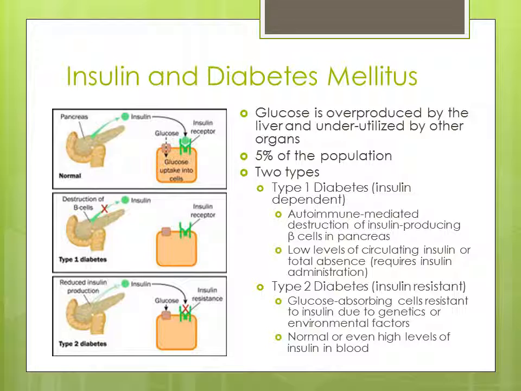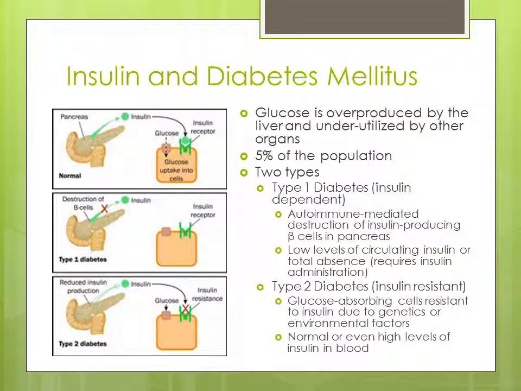This results in low levels of circulating insulin or total absence of insulin, and patients who suffer from diabetes type 1 must administer insulin through injections or other means in order to balance their insulin ratio to glucagon and maintain metabolism. Essentially, type 1 diabetes is a fasting state where the glucagon to insulin ratio is higher than normal.